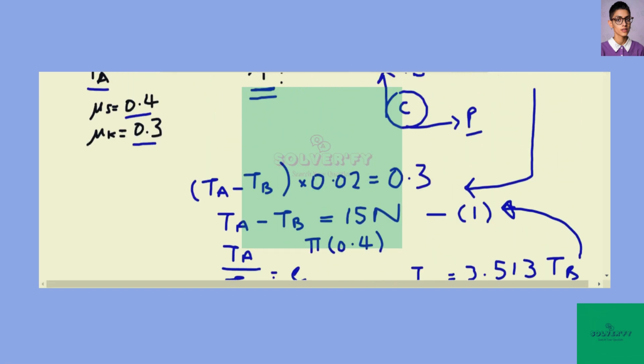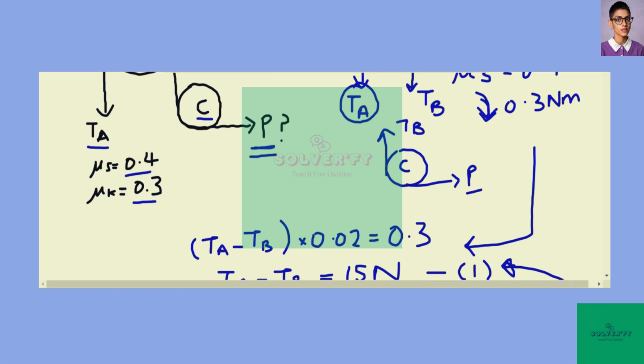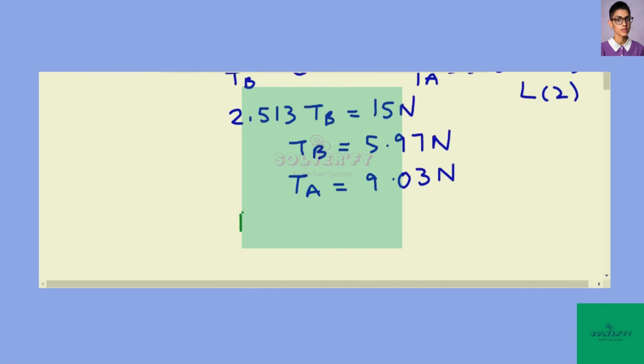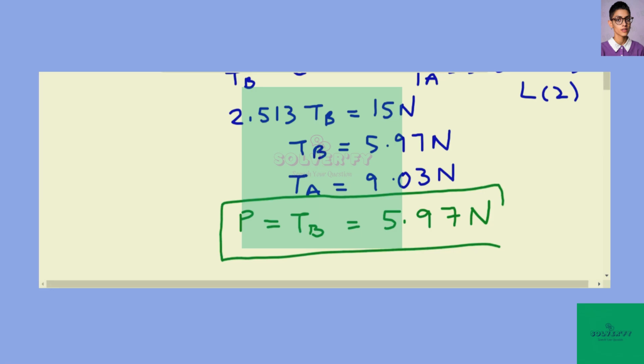Now we go back to C, and we see that C is free to rotate in any direction. And we have the force of TB on one side and P on the other side. So since C is free to rotate, and we're looking at impending slip on B, we basically have P to be equal to TB, which is equal to 5.97 newtons. And that is our answer for this problem.